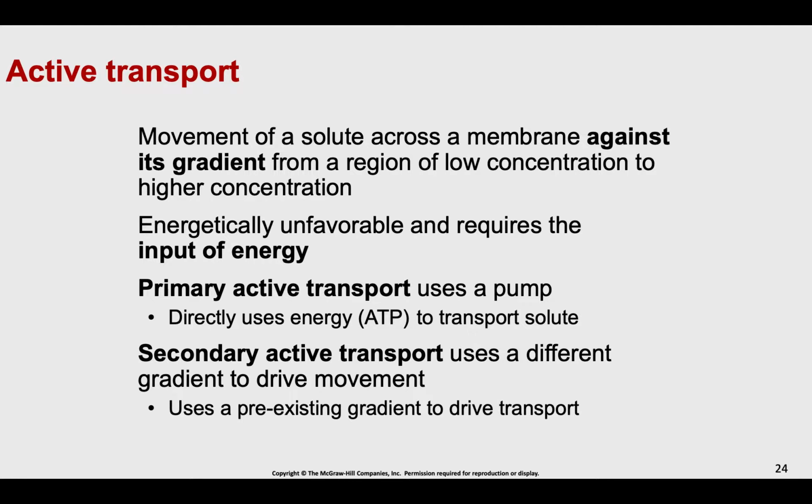So we have two sources of transport that can occur with active transport. One is primary active transport. We're going to use a pump that directly uses ATP as the energy to transport the solute. The other one is secondary active transport, and we're not going to directly use ATP, but we're using a gradient to drive movement, and that gradient was set up by the use of ATP. So even though it doesn't directly use energy, it's relying on energy to set up the gradient.